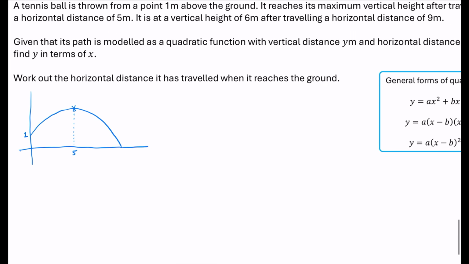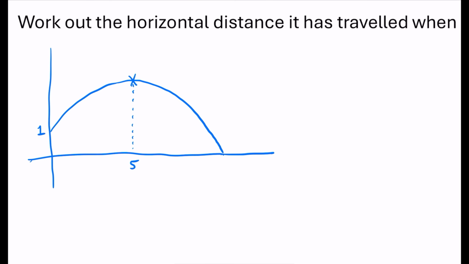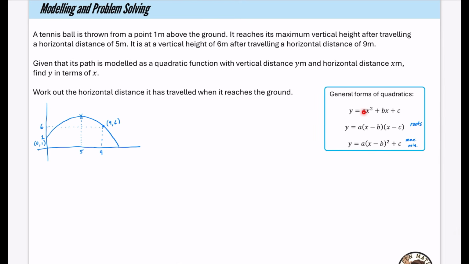And the last point it says is that it is a vertical height of 6 meters after traveling a horizontal distance of 9 meters. Okay, so somewhere over here where it's about 9 meters, doesn't matter how accurate that it is, I can see that it has got to a height of 6 meters. So if I was going to say that as a coordinate, this is (9, 6), and this coordinate we have here is (0, 1).